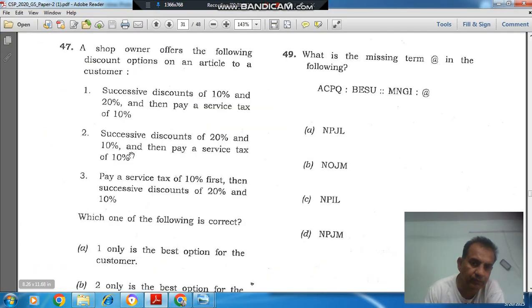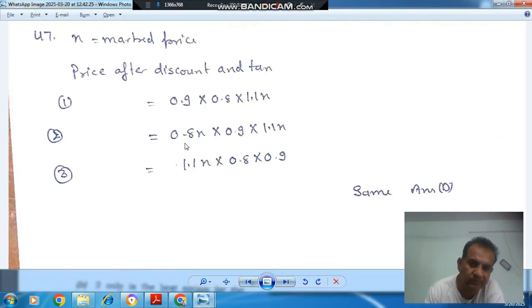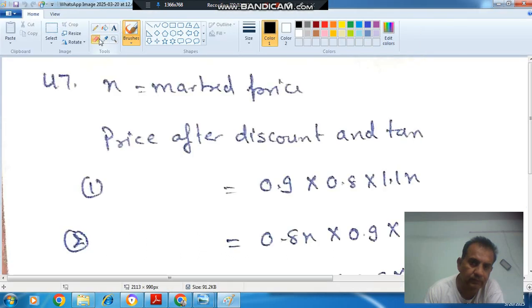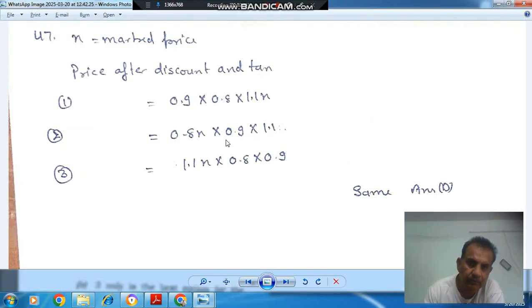In second case, the first discount is 20% and then 10% and then tax of 10%. So here we will take 0.8x, and then 0.9 and then 1.1. Okay, this is the price after 20% discount, and this is the price after successive discount of 10%, and this is the price when the tax is also included.